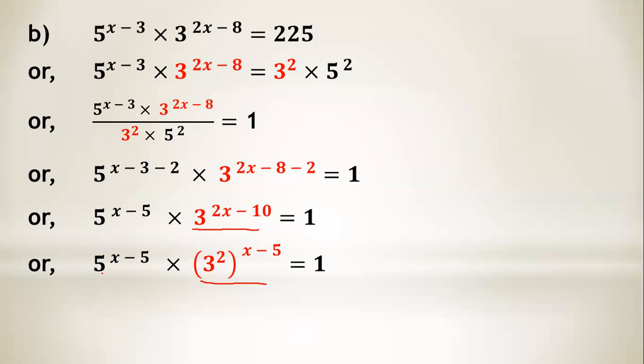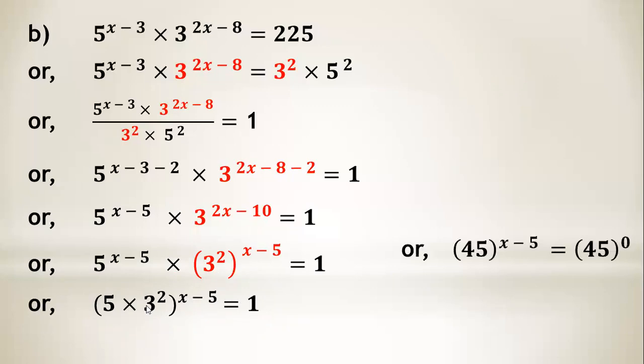Now, see, there is 5 to the power x minus 5, and there is 3 square, that means 9, to the power also x minus 5. That means both terms have the same power, and there is a product sign in between them also. So similarly, here also we can apply the idea of power law. Yes, so that means 5 times 3 square whole to the power x minus 5 equals 1. So simplifying further, 5 times 3 square, yes, it will be 45. So 45 to the power x minus 5.